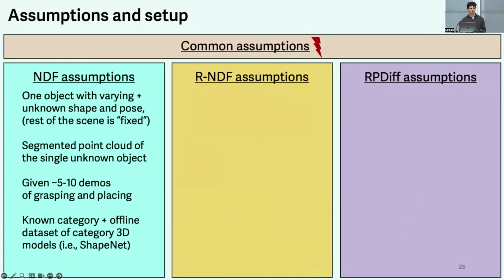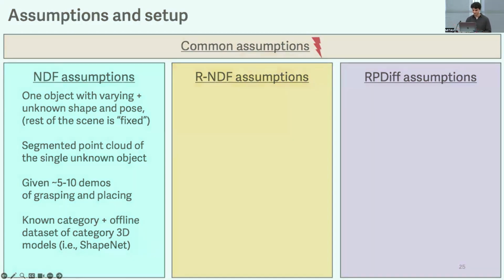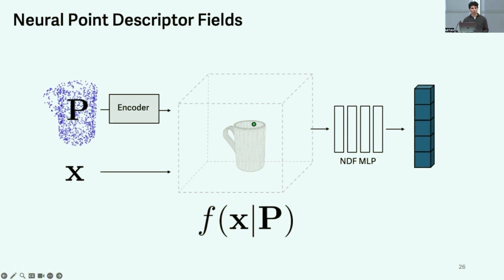And we assume this object comes from a known category of models, a category of shapes. And for that category, we assume that we have an offline data set of 3D models. In this project, we use ShapeNet. So we'll first propose our neural point descriptor field. This is a continuous function parameterized as a neural network. It takes in as input a 3D point X and a point cloud P, and it outputs a descriptor vector.